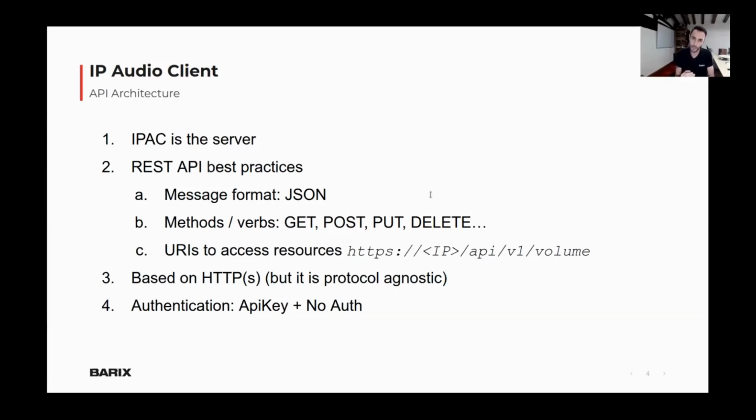So for example, if I want to retrieve the current status from an IPAC device, I will send a GET request. GET, PUT, DELETE, UPDATE, these are all verbs part of the HTTP protocol. So we keep it standard. You send a GET request to the appropriate endpoint and you will get back the status. If instead, for example, you want to set the volume of the device, you will send a PUT request, a PUT call to the endpoint exposed by our server, by our IPAC.